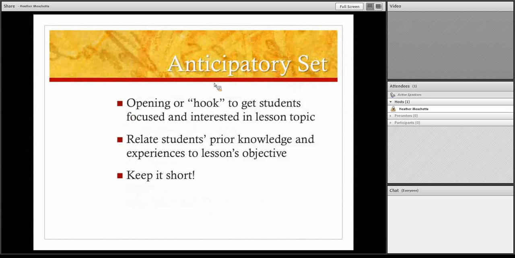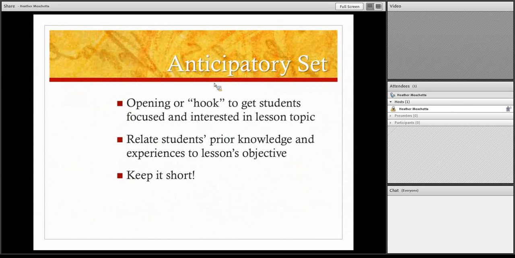Some examples could be a brainstorming session where the students list everything that comes to mind about a topic. You could ask a provocative question and have the students write a response or discuss with a partner. You could review the main idea of a previous lesson and have students predict what comes next. You could show a video or an audio clip and have students respond. You could use an advanced organizer, which is a graphic organizer activity that's done before the lesson. Really, the possibilities are endless, and the anticipatory set allows you, the teacher, to be creative in engaging the students.